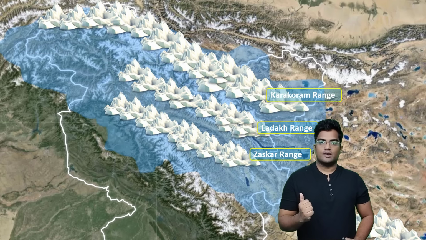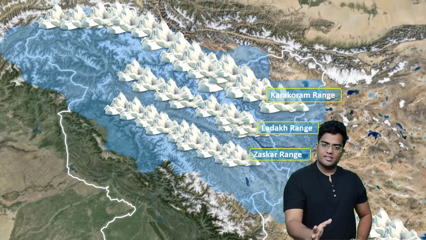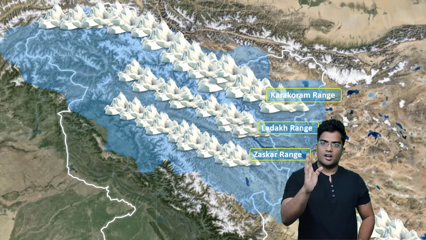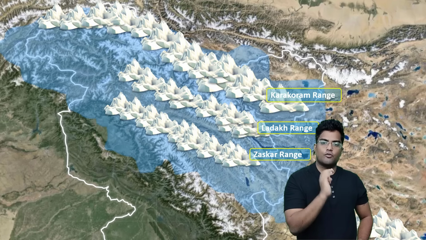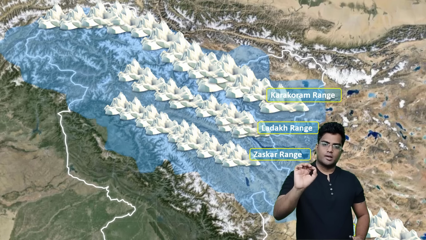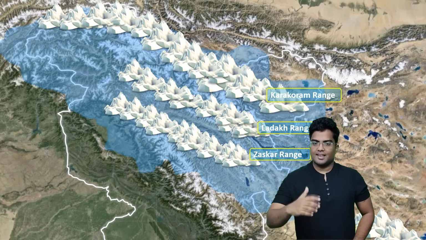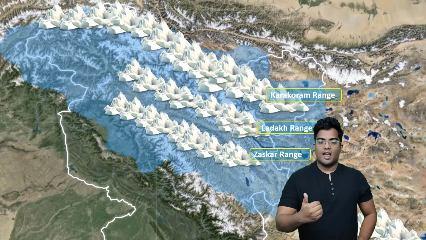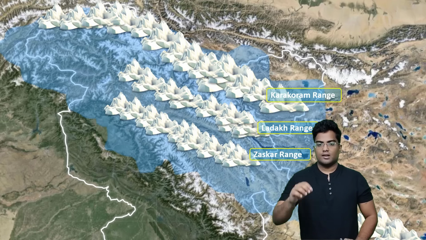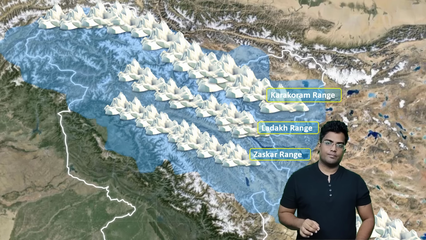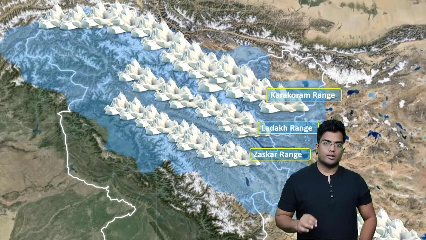As you can see, these ranges have been split. The trans-Himalayas has been split into four parts. The very first part is the Karakoram Range. Then you have the Ladakh Range. Then you have the Zanskar Range. And then you have the Kailash Range. Karakoram is at the top. Then in the middle you have the Ladakh Range. Then you have the Zanskar Range.